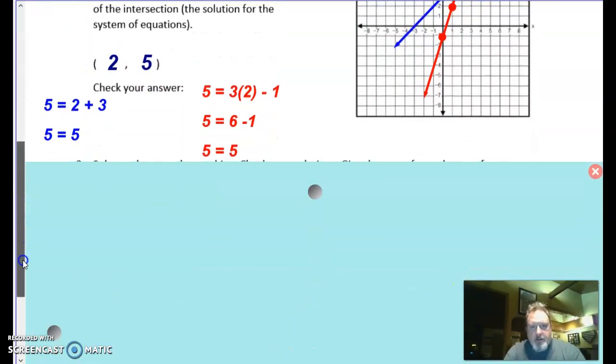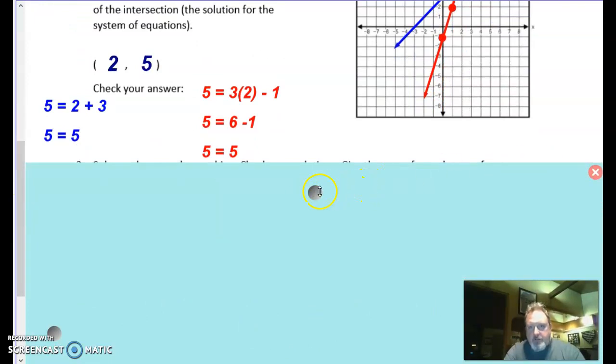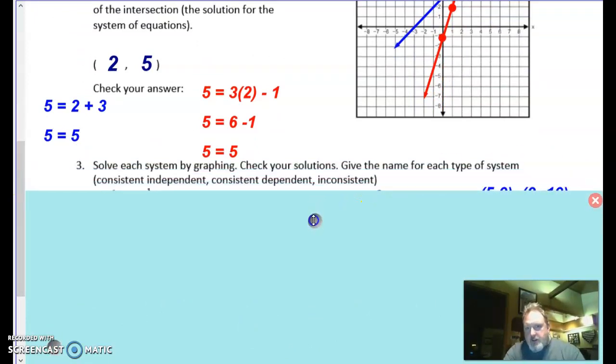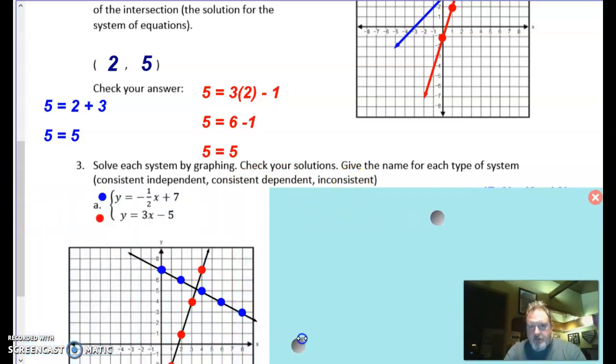And then our next question here on this page says solve each system by graphing, and then we also need to name it: consistent independent, consistent dependent, or inconsistent. Hopefully you remember, but just in case, consistent and independent, that means that the lines intersect. So if they cross, you're going to use this one. Consistent and dependent, that's what happens when you get the same line, and inconsistent is if they're parallel and never cross. So we'll start with the first one here.